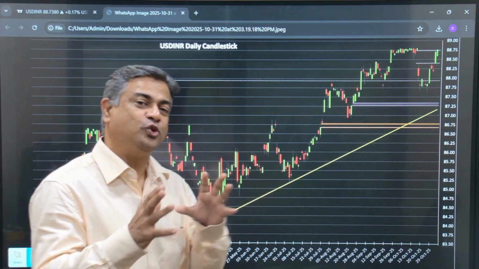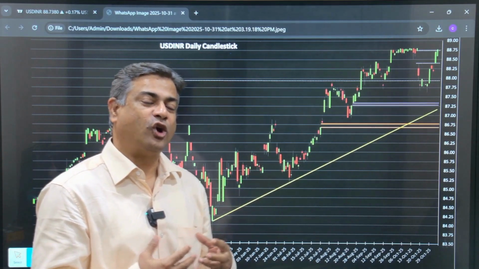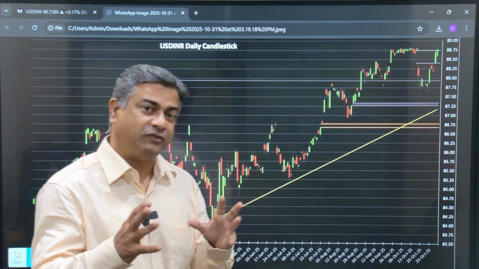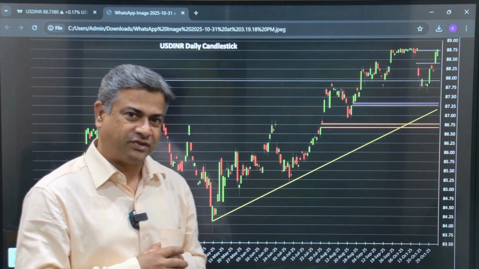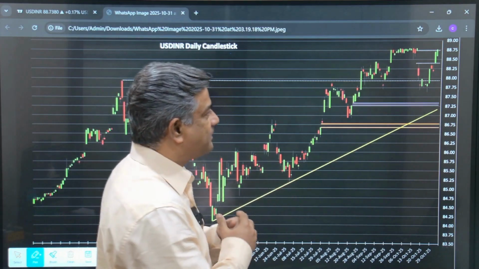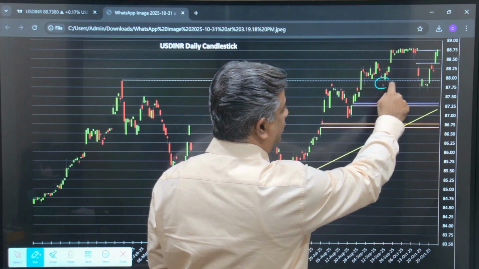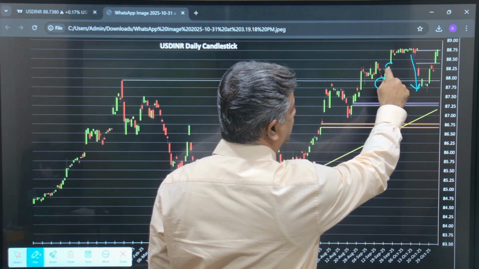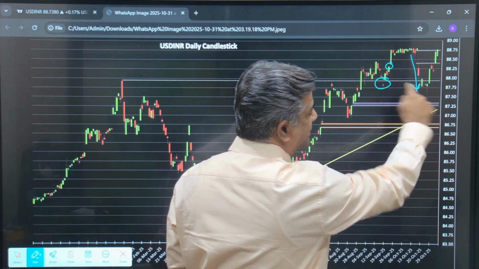I want to show you how dollar INR always ends up filling its gap, something very critical that we can use for taking efficient decisions. I want to show you that. See, there was a gap that was formed here, it got filled up in this rupee gain. There was another gap here that again got filled up in this move.